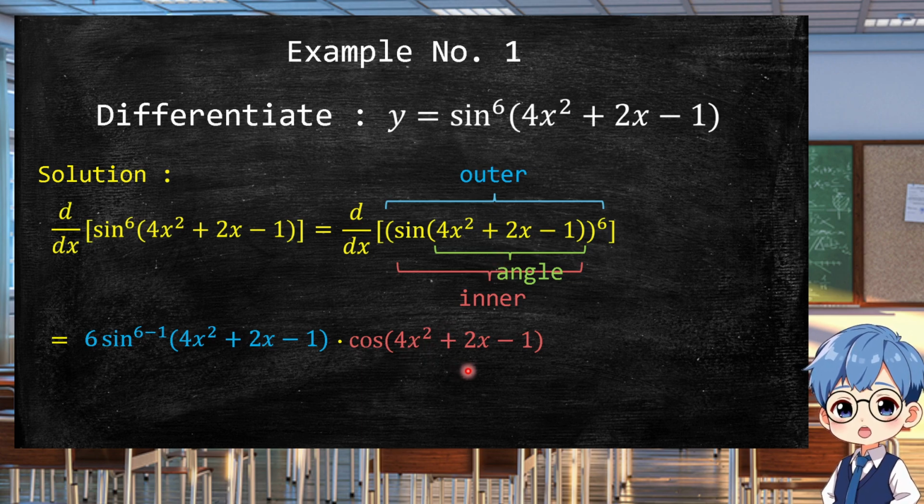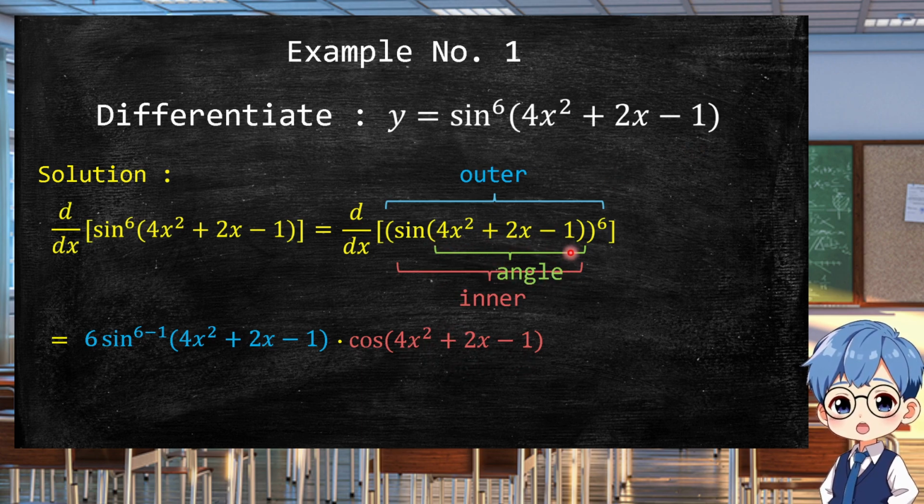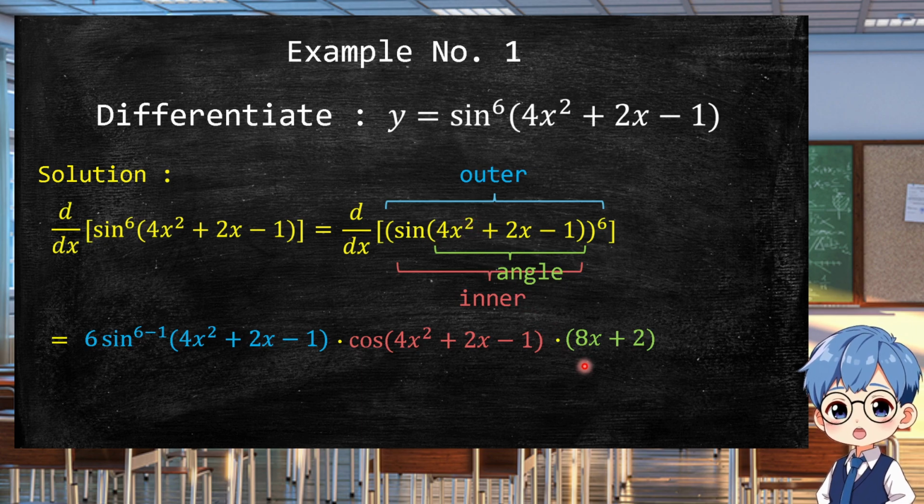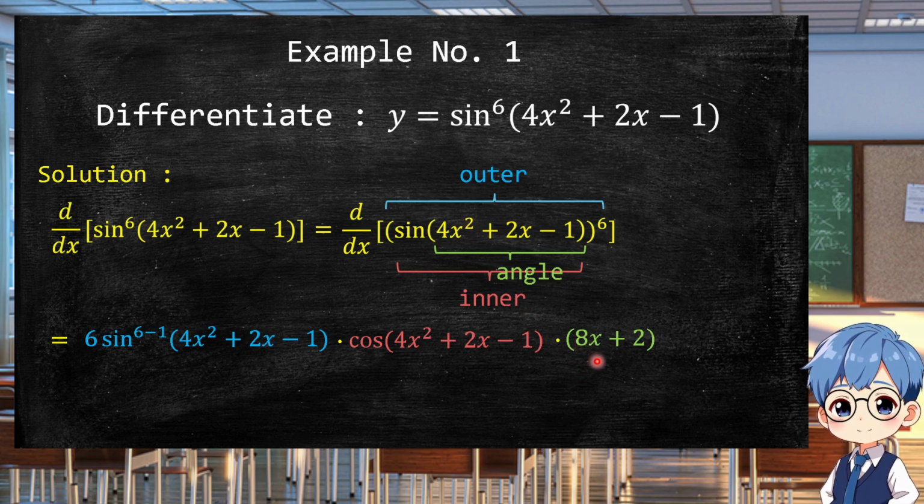Just copy the angle. And then lastly, of course, we need to get the derivative of the angle. For the derivative of the angle, we have 4 times 2, which is just 8, then x to the power of 2 minus 1, which is just x. The derivative of 2x is 2 times 1, which is just 2. And lastly, the derivative of negative 1 is just 0, so we do not write 0 anymore here.